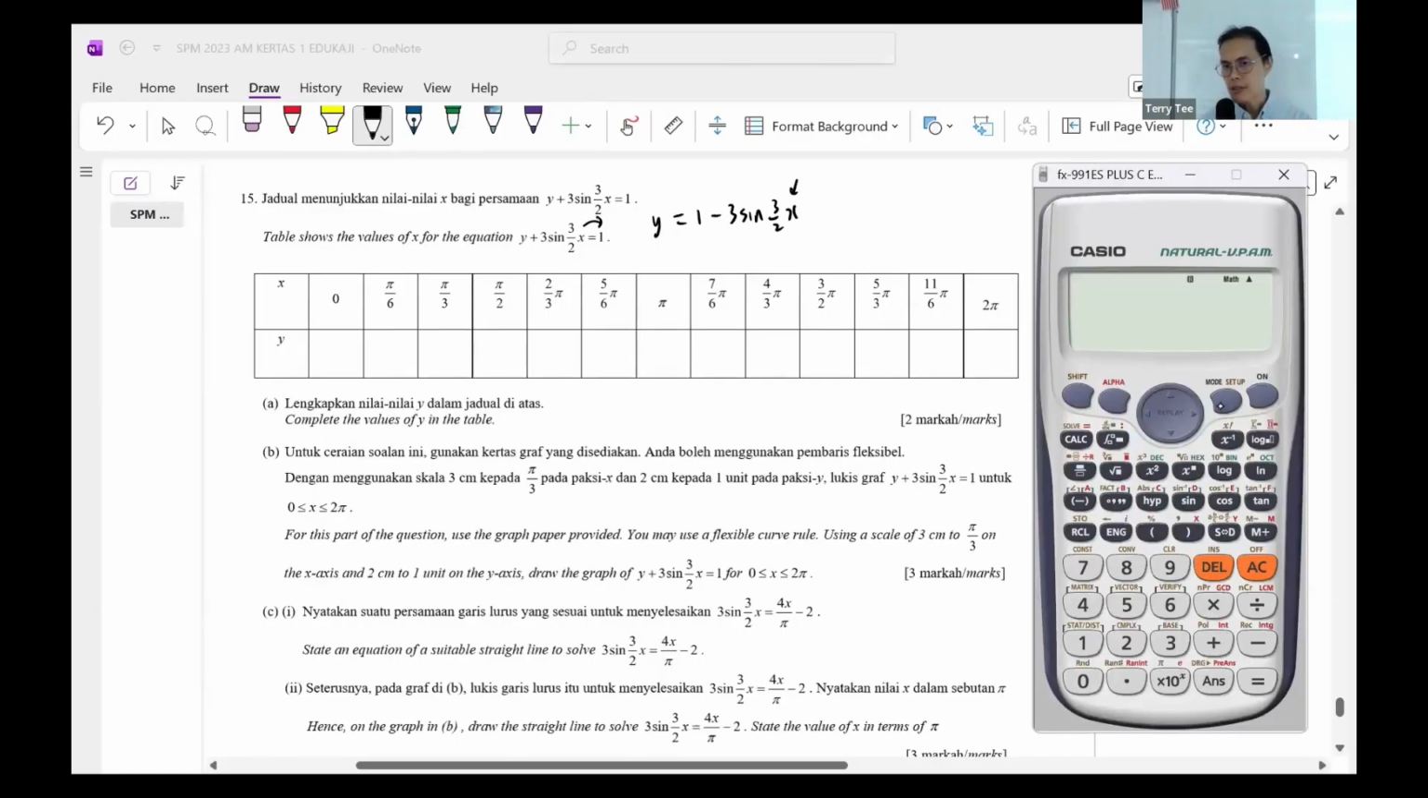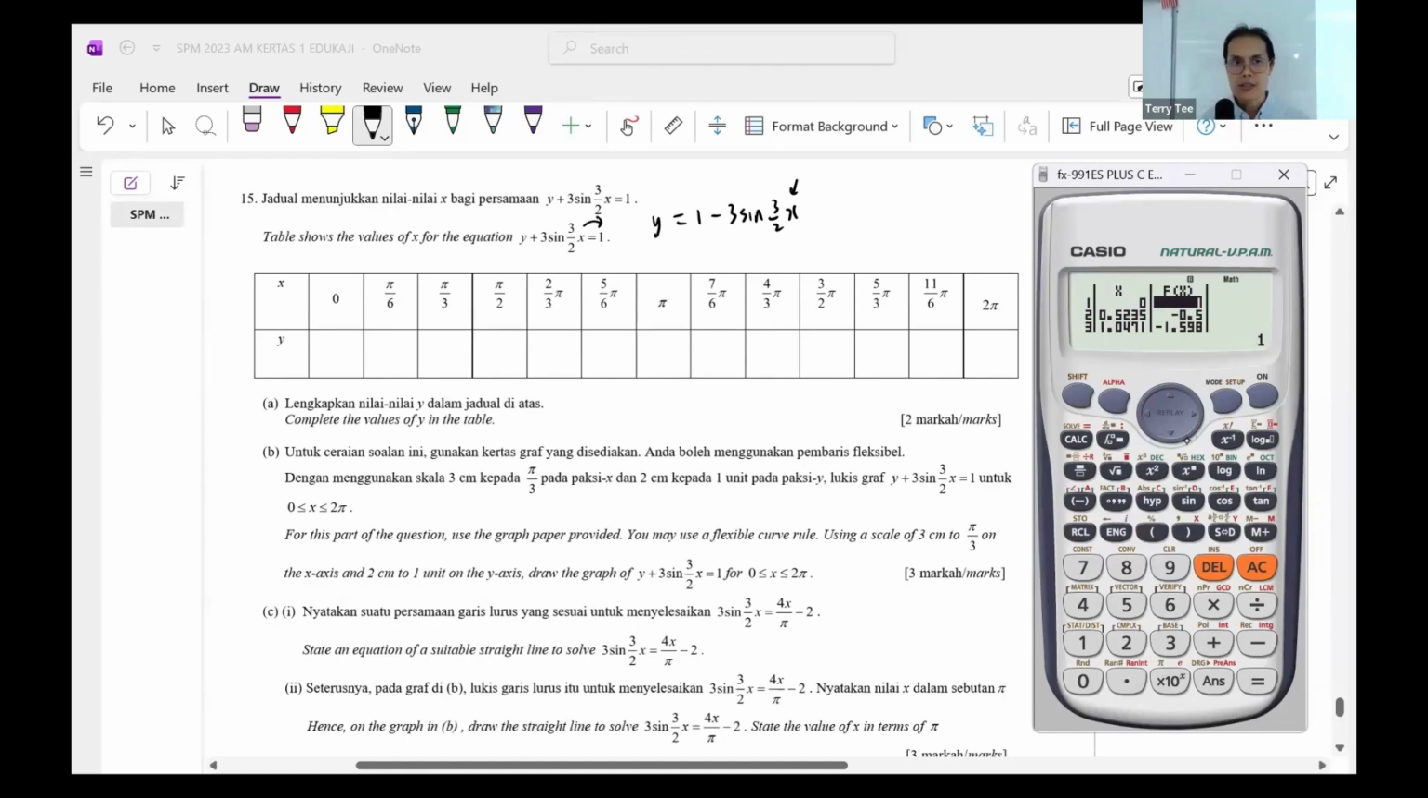I know very few people use this calculator anymore. So you can press shift mode, you change to radian. Here your table function is 7. The other calculator is 9. You type in 1 minus 3 sine 3 over 2 followed by alpha x. You press equals, gx, you press equals, start from 0 and add 2 pi. And the step is the difference from one to another, which is pi over 6. So you put pi over 6, you press equals.